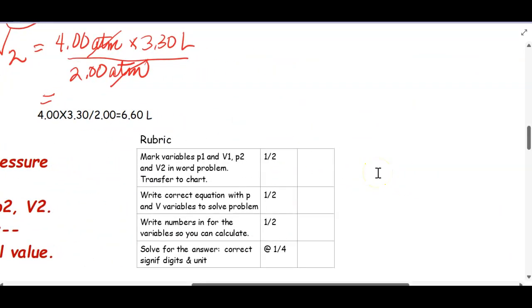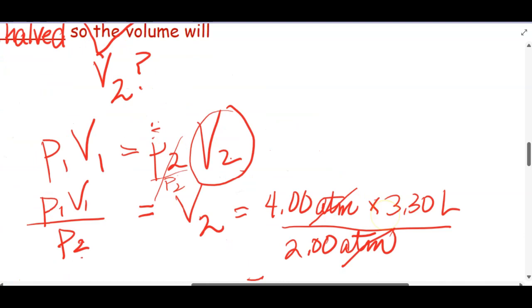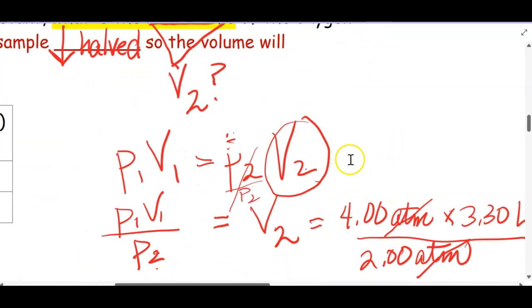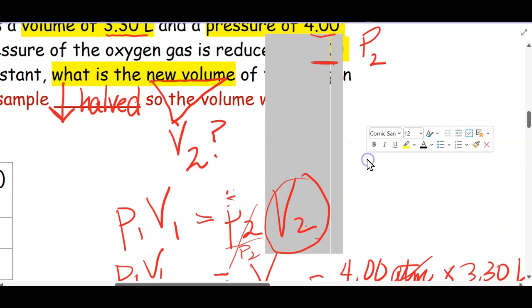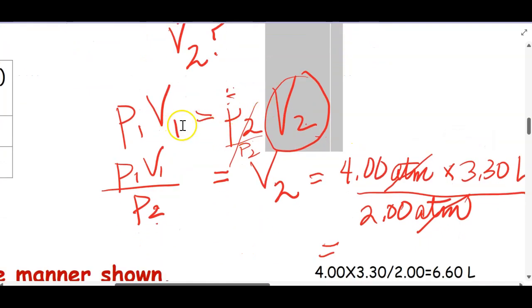Half a point. Now we write the correct equation with pressure and volume variables on both sides to solve the problem. So here is that. We finished this, all right? P1 times V1 equals P2 times V2. And remember, we learned this. We figured it out from the graph we did of pressure and volume, that this was the relationship. All right, V2 is what we want to know.